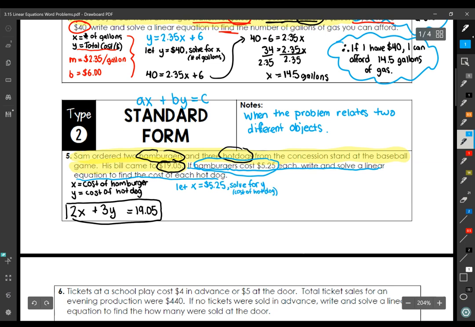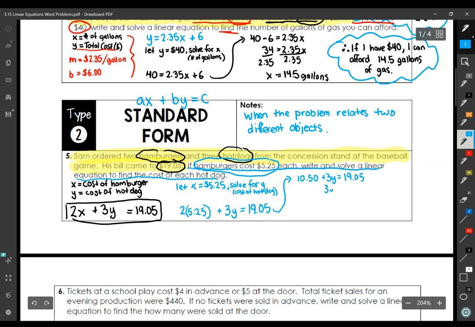Okay, so it's as simple as that. We're going to replace the X with 525: 2 times 525, plus 3 times Y is equal to 19.05. Now let's keep going and simplify. 2 times 525 is 1050, plus 3Y is equal to 19.05.